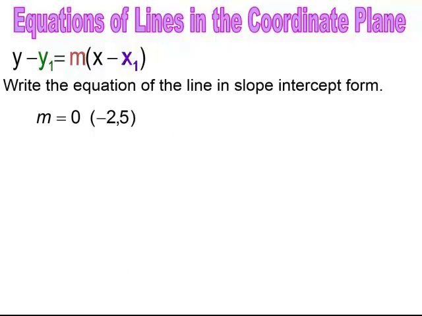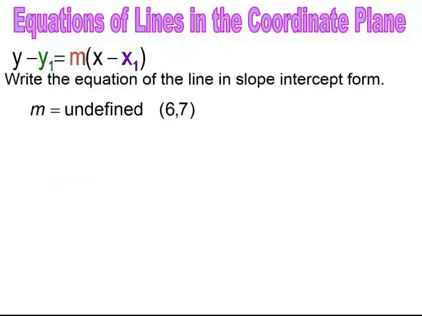So again, you could use the point-slope form here, but remember, when the slope is 0, it's simply y equals whatever the y value is in the point. So in this case, the equation is y equals 5. Pause and try. So you have to know the rule here. When the slope is undefined, it's x equals whatever the x value is, and in this case the x value is 6, so the equation of the line is x equals 6.